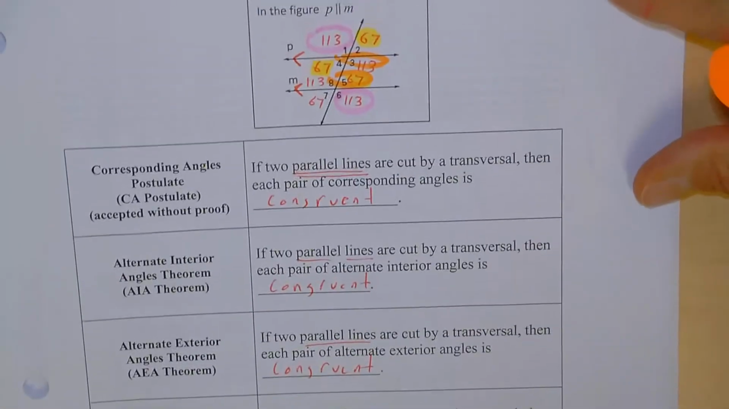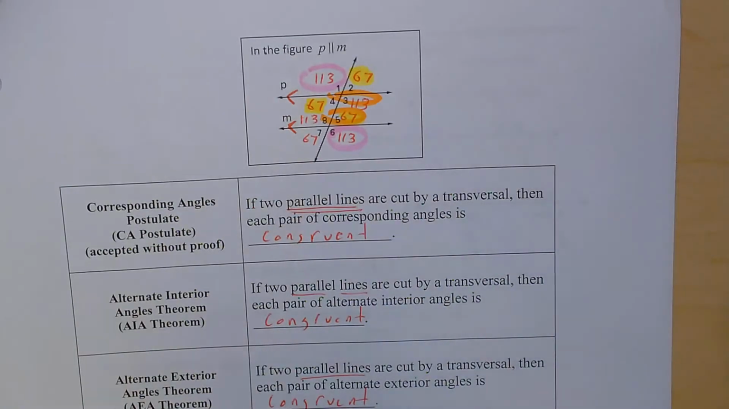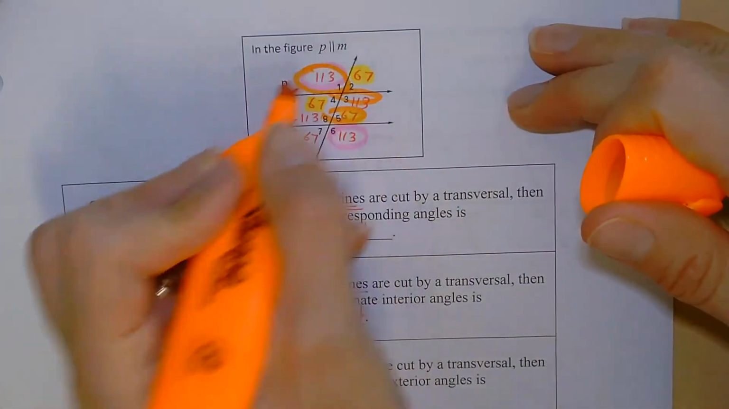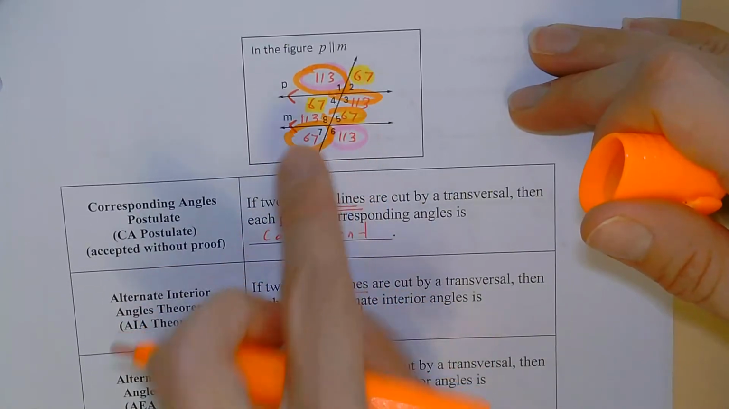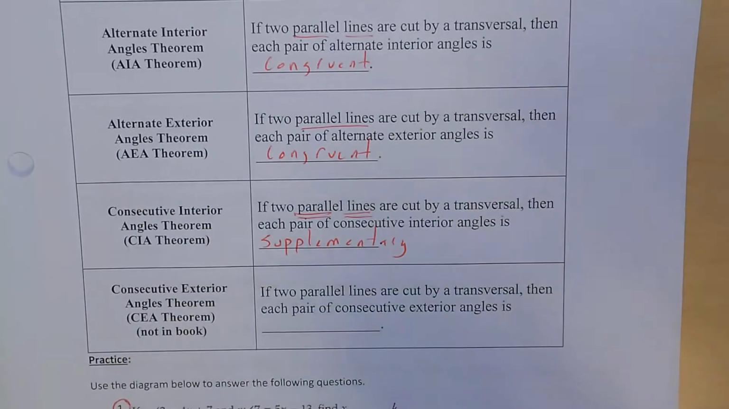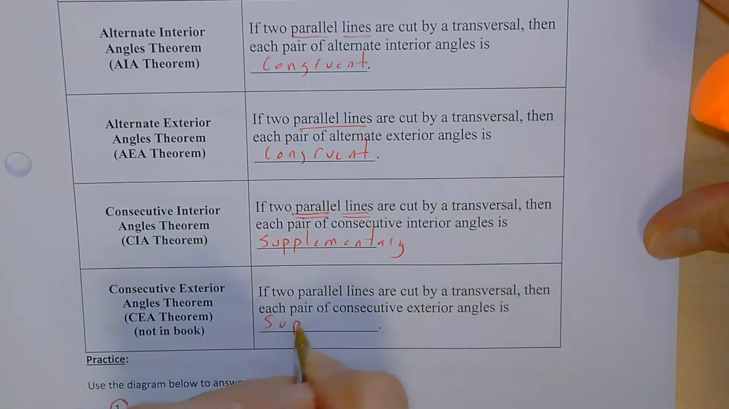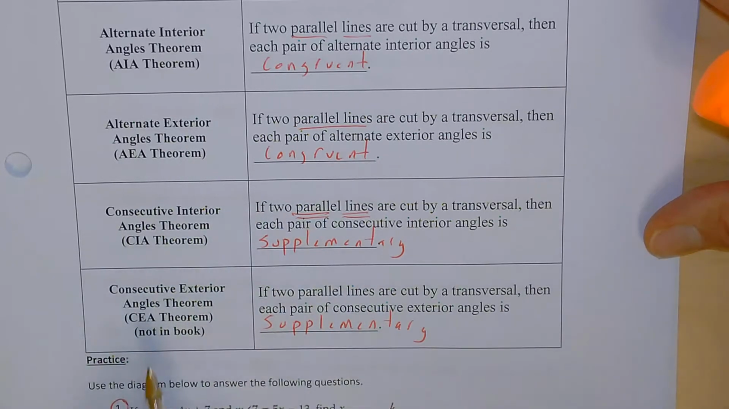Now look at a pair of consecutive exteriors. So we're going to compare something like 113 for number 1 and 67 for number 7. Those are consecutive exteriors. Those are not congruent, so if you went too fast, erase. This is supplementary. Now, our book does not talk about consecutive exteriors, but we will use them in class because I like to, because they're easy to use. So that's the consecutive exterior angle theorem.